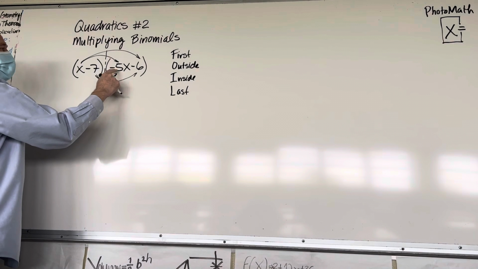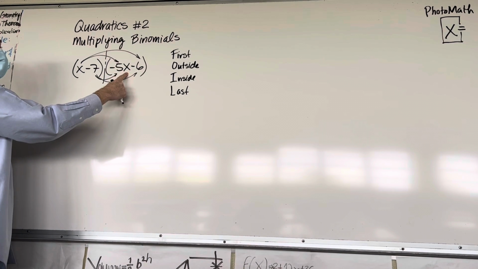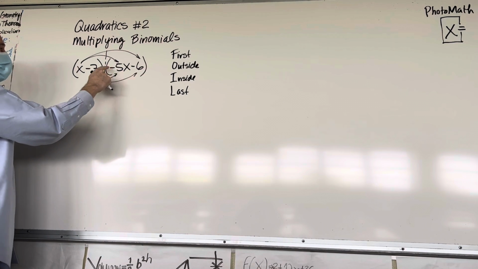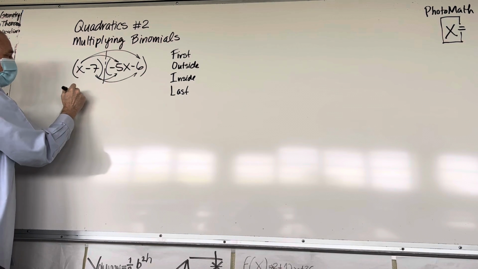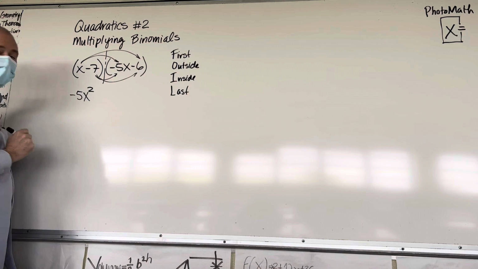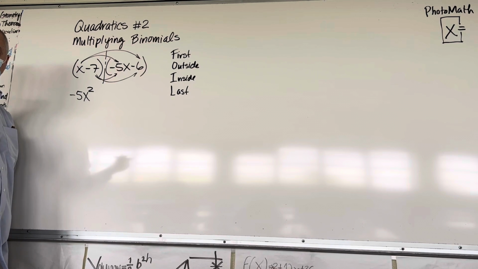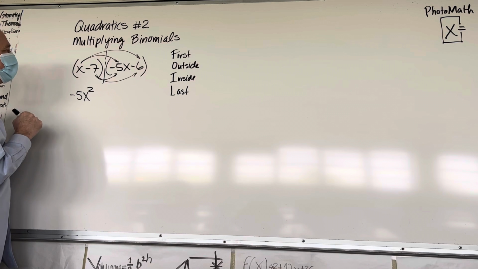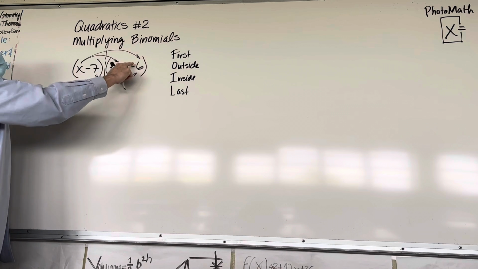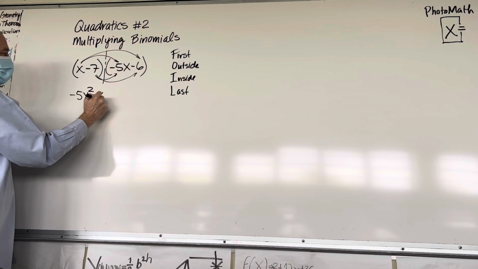X times a negative 5x, and this can be a little bit complicated until your brain gets back into gear. It's a negative times a positive, so it's a negative. It's a 5x times an x, so I think it's 5x squared. Am I on track so far? I got a negative 5x squared. Okay, nice. Let's do outside: negative 6 times x is a negative 6x.